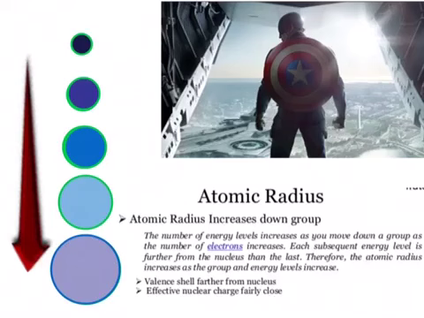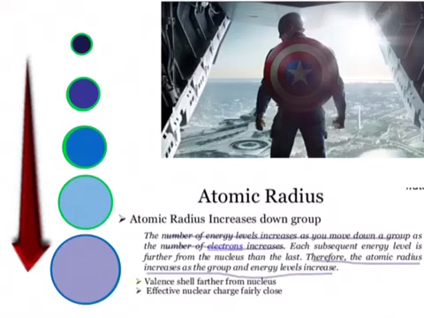All right, so hopefully you have something written down to the effect that the number of energy levels increases as you move down a group. Hopefully you also have something about the number of electrons increasing. Therefore, atomic radius increases as the group and energy levels increase. A couple of things to write down, if you do not have them written down, would be really good.